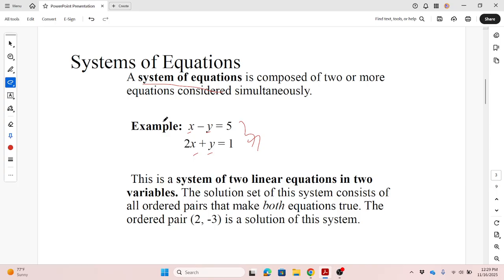For this problem, the solution is 2 and -3, because when you put x equal to 2 and y equal to -3 in the first equation, that will give you a true statement. 2 minus -3 is actually 5. Similarly, in the second equation, 2 times 2 is 4, and then y is -3, 4 minus 3 is 1. So this is the solution for both equations. That's why it's called the solution for the system of equations.